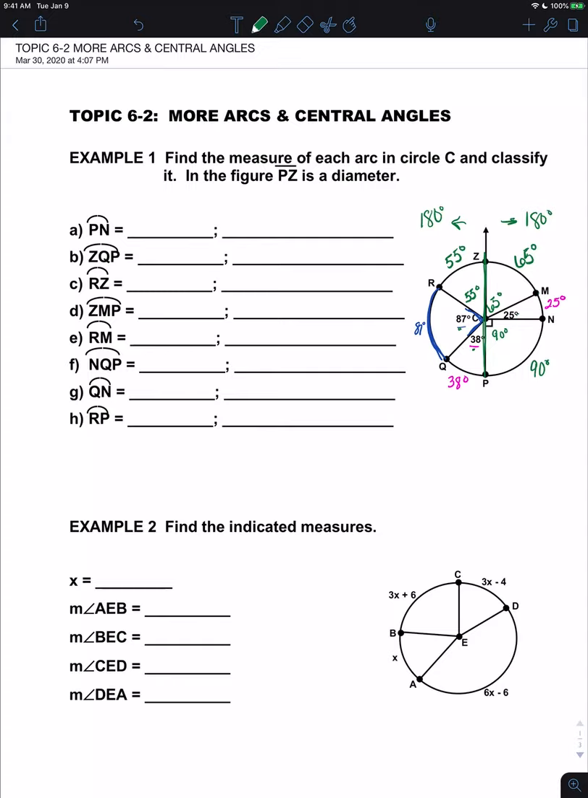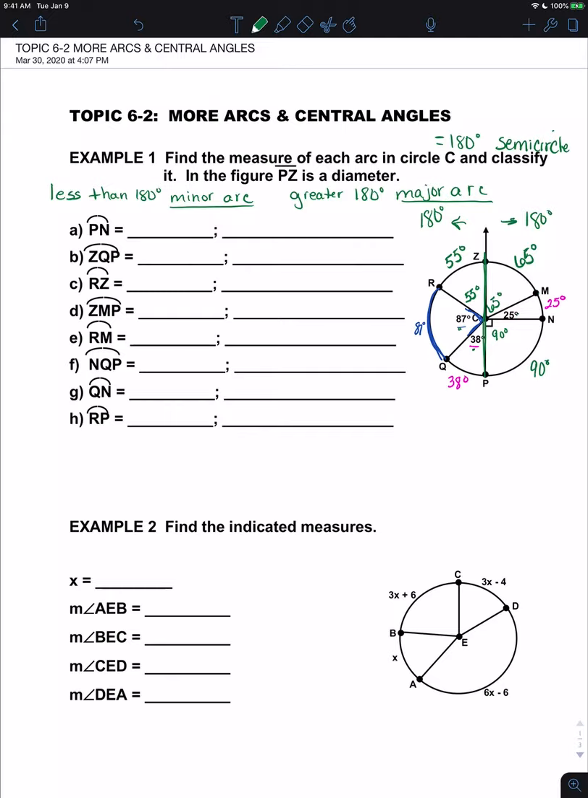Now just remember from our last one, if an arc is less than 180 degrees, then it is called a minor arc. If it's greater than 180 degrees, then it is called a major arc. And so when we're trying to classify them, that's how we're going to classify them, whether they're a minor or a major arc. If it's equal to 180 degrees, then it's a semicircle, which means it's just half a circle.